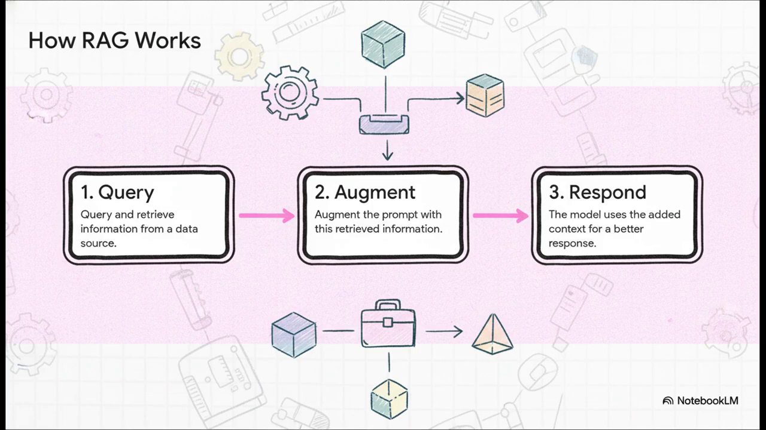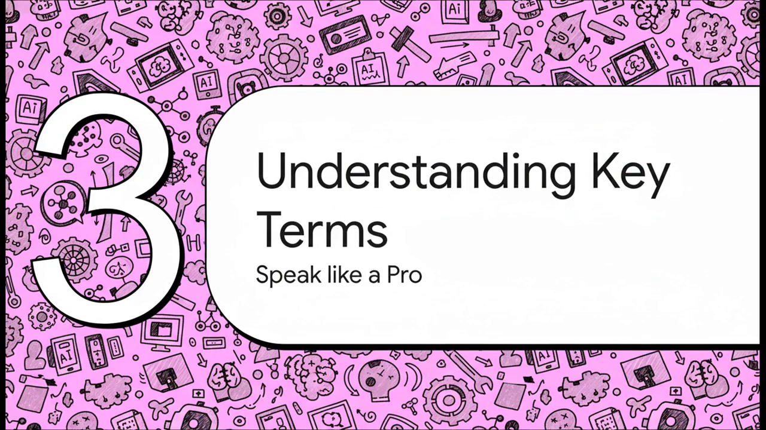First, when a user asks a question, the system goes and looks for answers in your own private data sources. Step 2, it grabs that info and stuffs it into the prompt behind the scenes. And finally, step 3, the model uses all that extra context to give a way smarter, more accurate, and up-to-date answer. All right, to really get comfortable in this world, we need to speak the language.